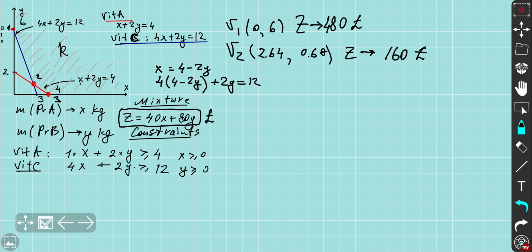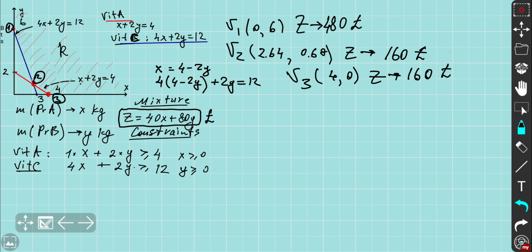Okay, definitely. And the last vertex, which is vertex 3 right there. That was 2 and that was 1. So we can calculate vertex 3. It's going to be 4 for x and 0 for y. And let's see what we have. 4 times 40, yes. We've got 160 pounds. Wow.